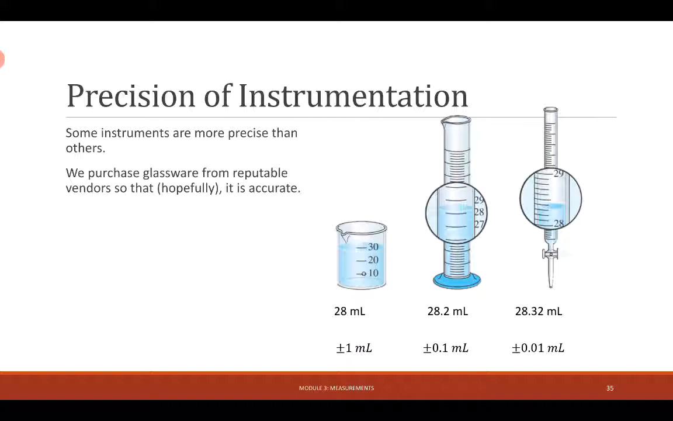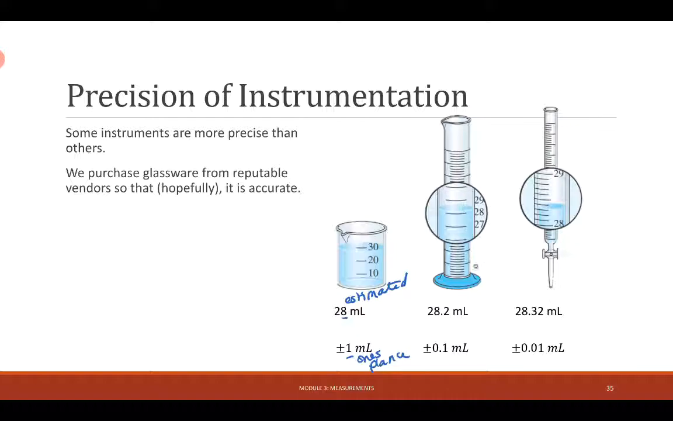So in the beaker, the lines are 10 milliliters apart, and so our estimated digit is in the ones place. Remember, we're allowed one estimated digit and only one estimated digit. And since our estimated digit is in the ones place, we can say that our measurement is within plus or minus 1 milliliter, because that's in the ones place.